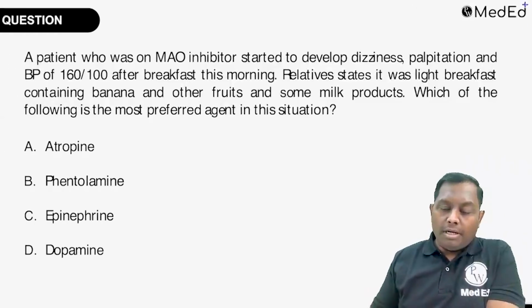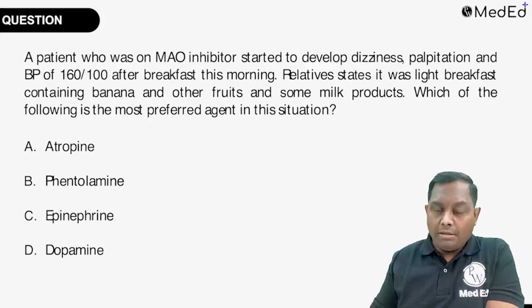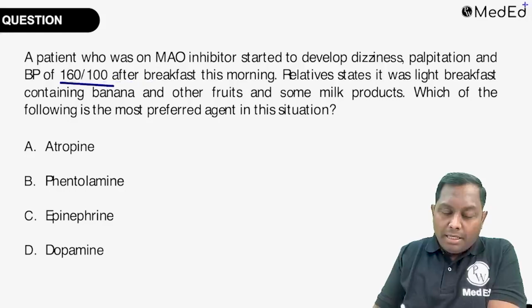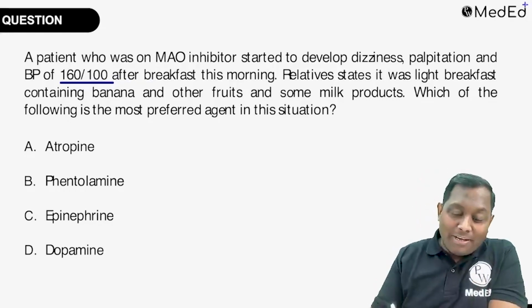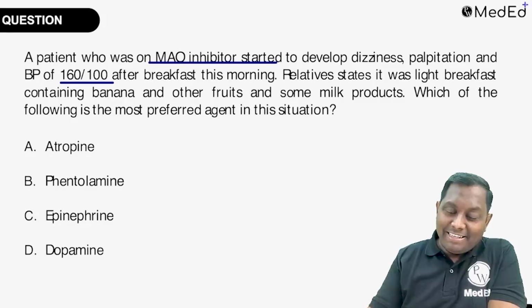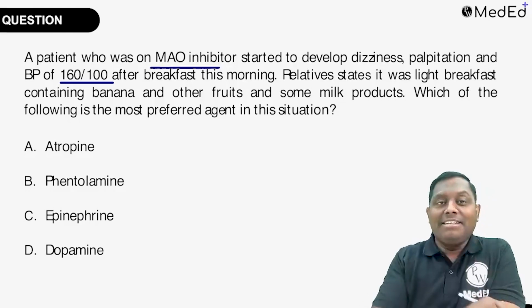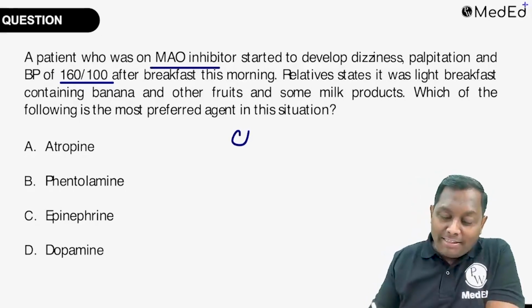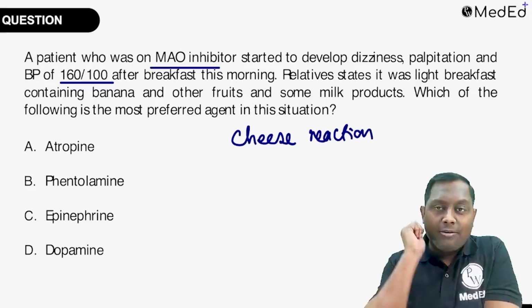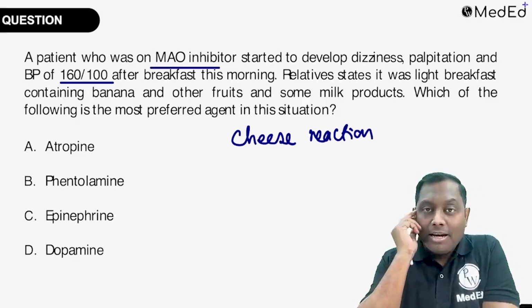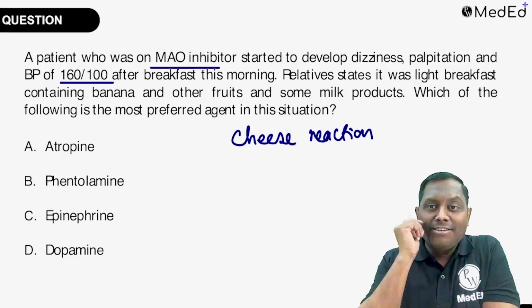A patient on MAO inhibitor started to develop dizziness, palpitation, blood pressure is very high, going into a hypertensive crisis scenario after breakfast. Okay, if after MAO inhibitor the history says the patient ate something and now he is having an increase in blood pressure, most likely this will be a case of cheese reaction. Now look at the rest of the history. Relatives state that it was a light breakfast containing banana and other fruit and some milk product. Which of the following is the most preferred agent in this scenario?